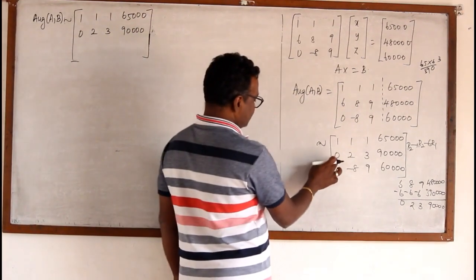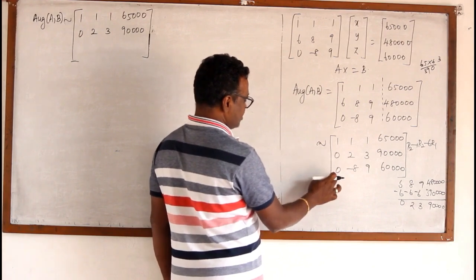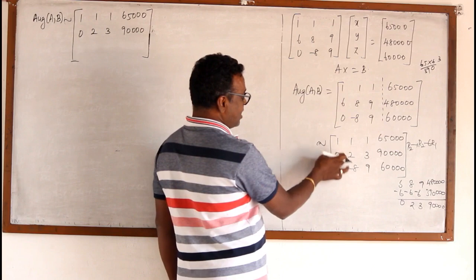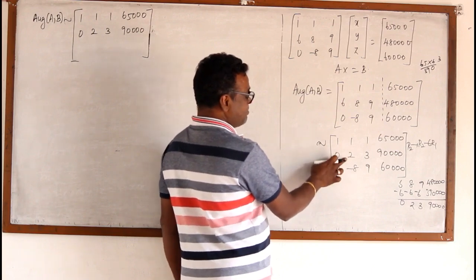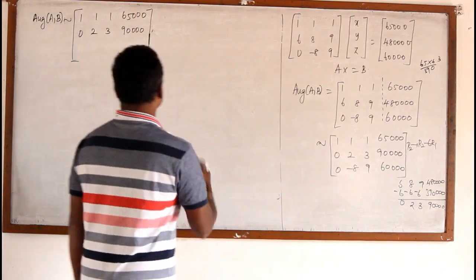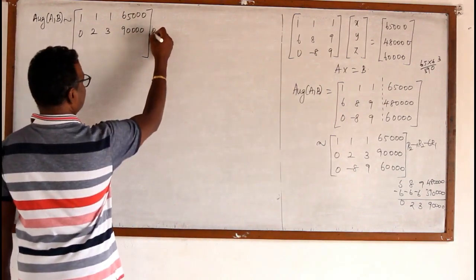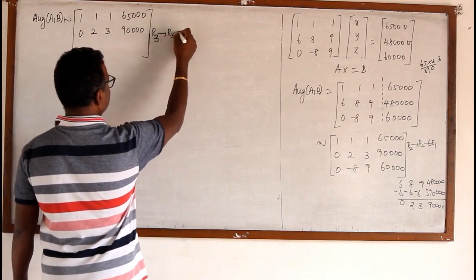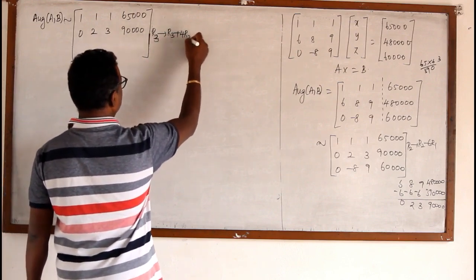Now, this row starts with 0 and here also 0, so this minus 8 must become 0, isn't it? So let me operate R2 and R3. If I multiply this one by 4, this will become 8. When I add itself, it will become 0. So what I am doing, let me write R3 as R3 plus 4R2.